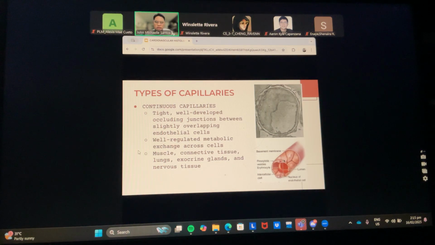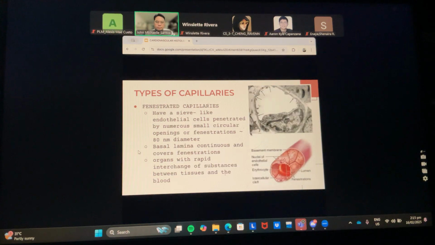Okay, so this is the most common capillary actually. So as you can see here, your continuous capillaries, ayan, dire-diretso siya. And then there is continuity along the endothelium. And then your fenestrated naman, they have sieve-like endothelial cells penetrated by numerous small circular openings or fenestrations which are 80 nanometers in diameter. Ayan, yung mga butas na yan. Those are your fenestrations. The basal lamina is continuous and covers the fenestrations.